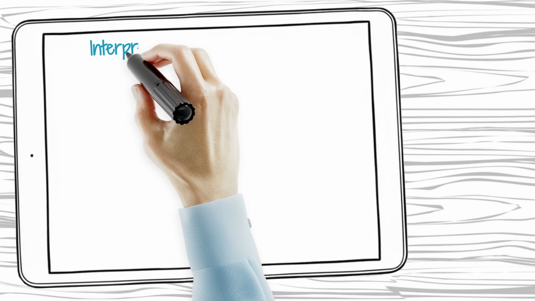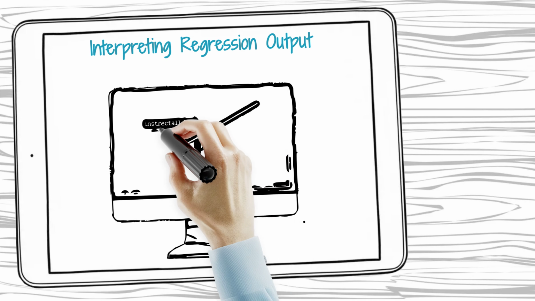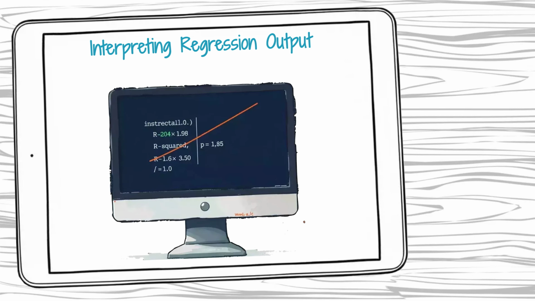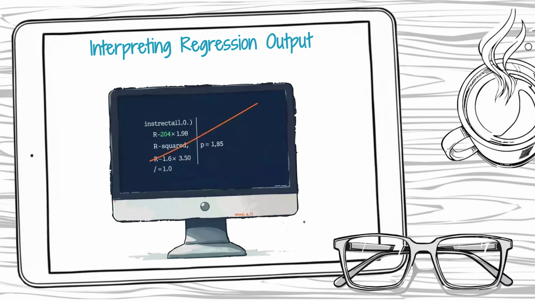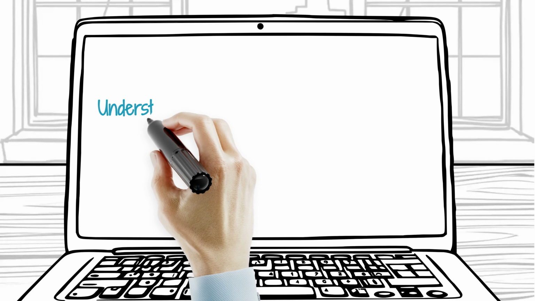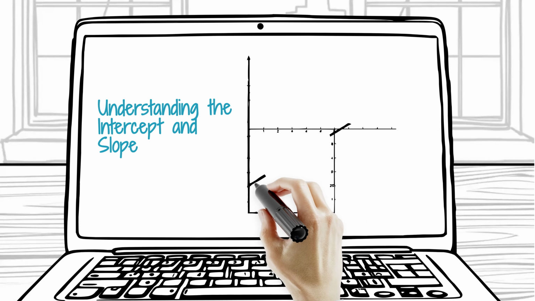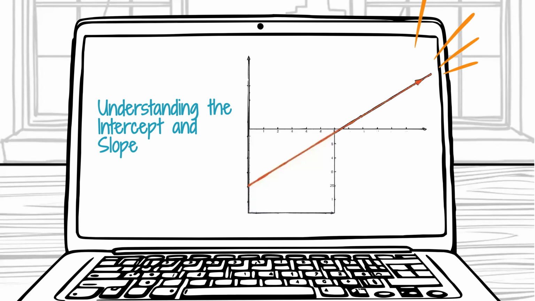Now, let's talk about interpreting regression output. Once the model is built, software like Excel or Python's pandas will give us an output, usually including the intercept, slope, r-squared value, and p-values. The intercept is where the line crosses the y-axis. The slope indicates the direction and steepness of the line, showing how much y changes with a change in x.